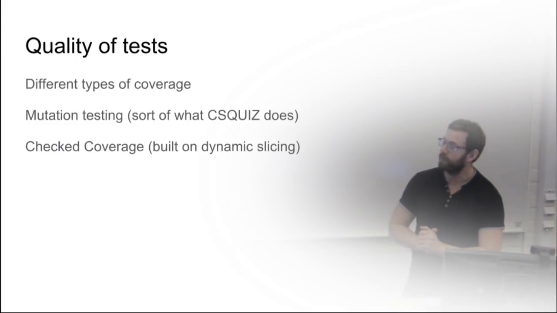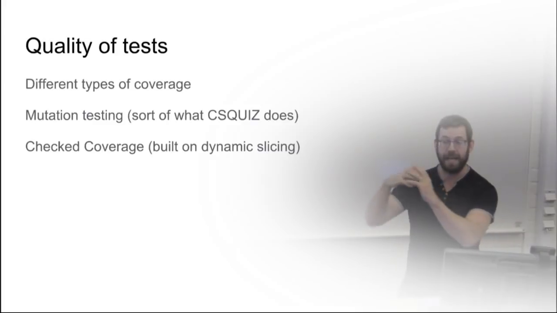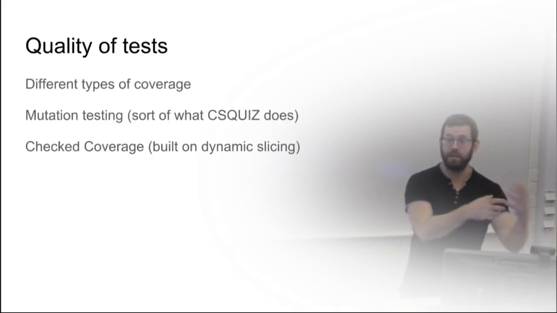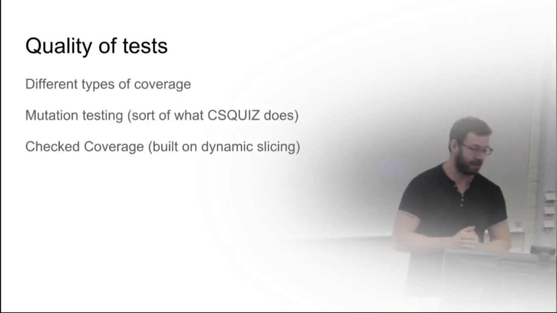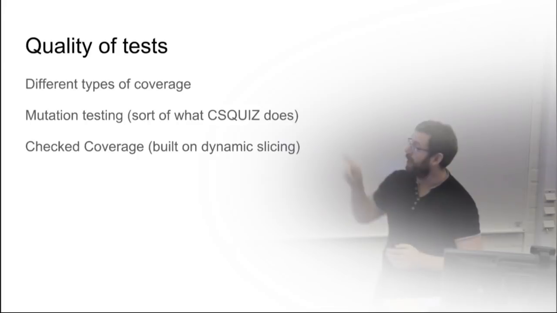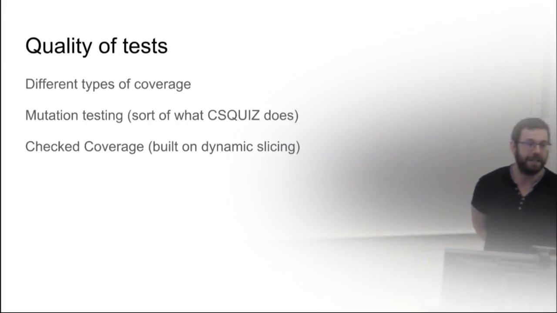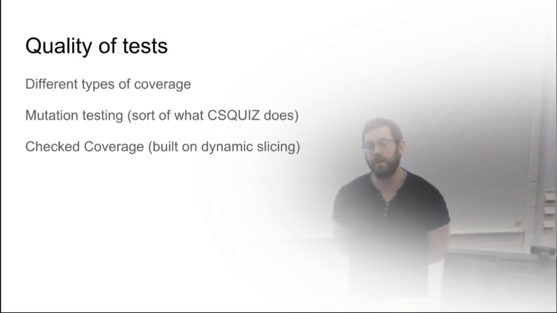So the first one was that we make sure that parts of our system are executed during tests. The second one, the mutation testing, was that bugs in the system, or bugs that could be in the system, are detected by our test suite. And then we have checked coverage, and it's way more complicated. We're going to talk a bit more about all these things later.